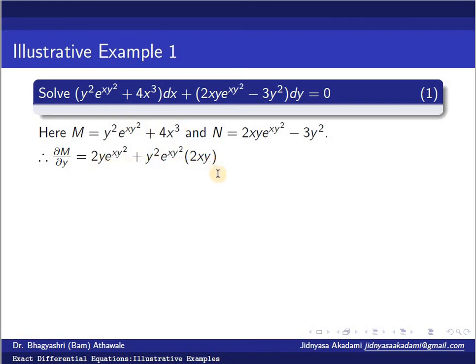So this is ∂M/∂y. After simplifying it, we get 2y e^(xy²) + 2xy³ e^(xy²). Now we will find ∂N/∂x.